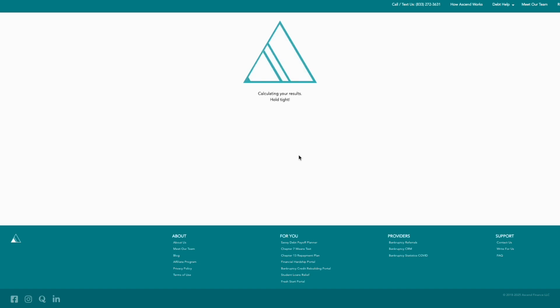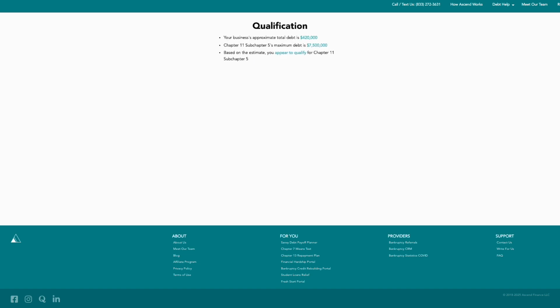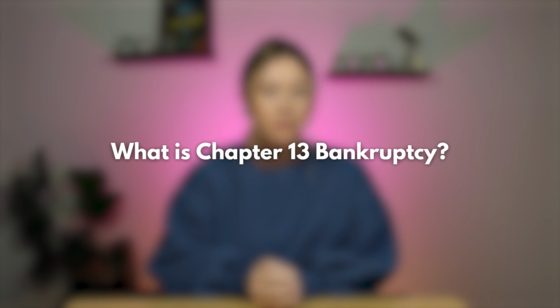The court typically confirms the plan if it meets criteria like feasibility, fairness, and being in the best interest of creditors. Once confirmed, the debtor follows the terms outlined in the plan to address their debts. If you're unsure whether Chapter 11 suits your situation, consider using our free bankruptcy calculator to analyze your options and their costs. Next, what is Chapter 13 bankruptcy?